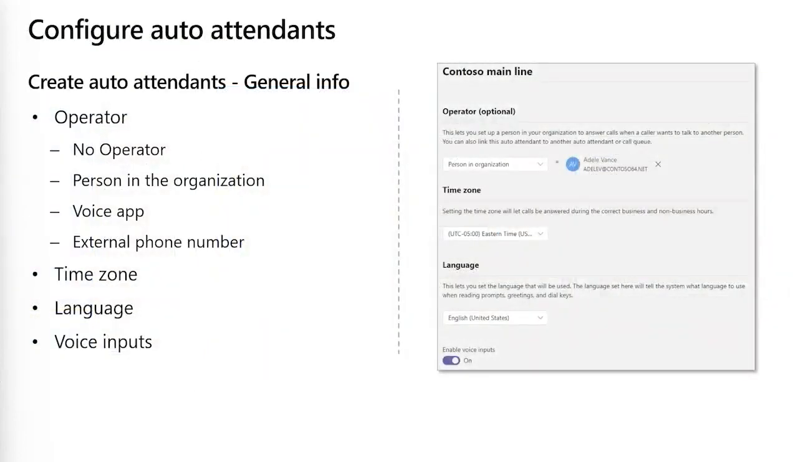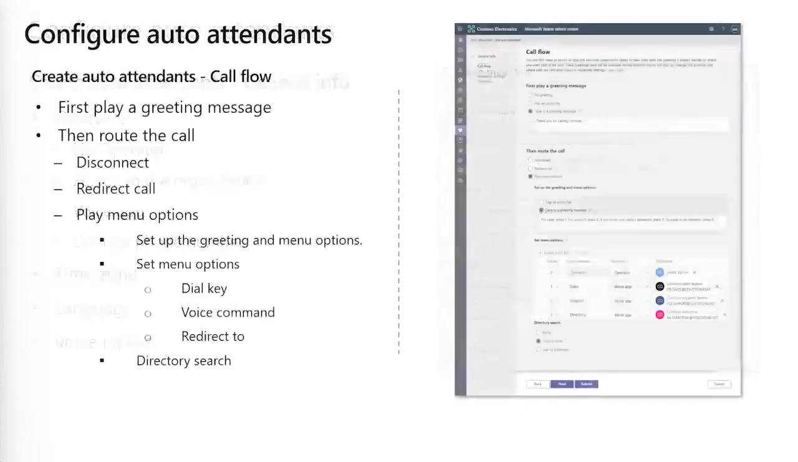Auto attendant options. We could have a person in the organization get the call, a voice app, an external phone number could be dialed. We have time zone and language settings as well to specify, and whether or not we're going to enable voice inputs or only key presses. The call flow, first play a greeting message and then route the call. Could be disconnect if it's after hours and we only take calls during office hours. We can redirect the call, play the menu options. We could enable a directory search. If we enable directory search, it could either be dial by name or dial by extension.